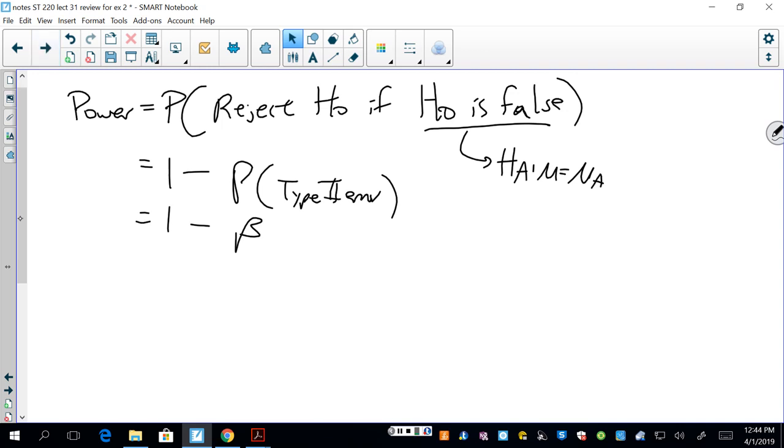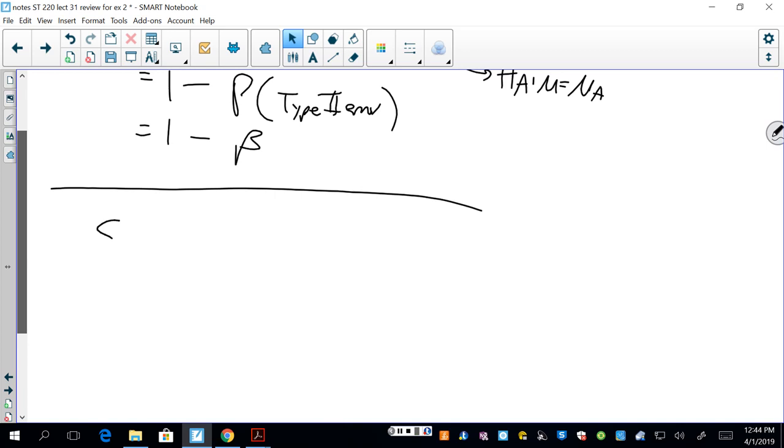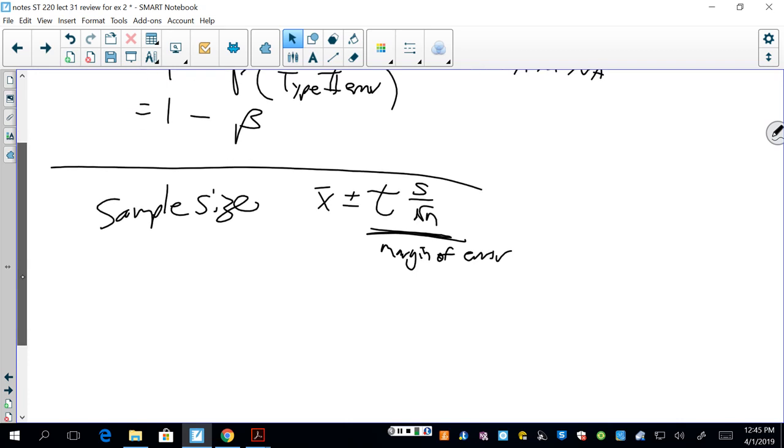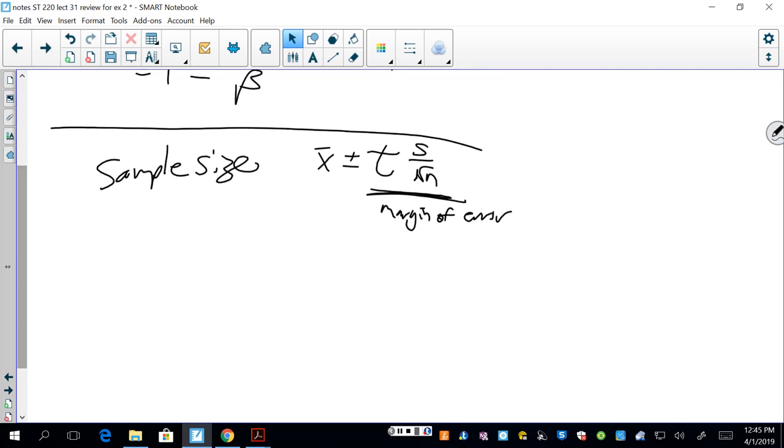I guess I could mention one other related point, sample size. When we did the one sample, that's x bar plus or minus a t value times s over the square root of n. This was called the margin of error of x bar around its average. And if we wanted a certain width, that would be plus or minus, so 2 times that margin.